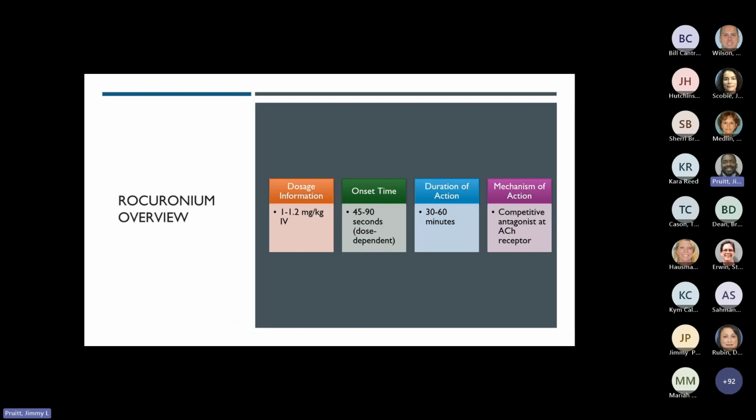Moving on to roc. Dosing is going to be 1 to 1.2 mg per kg. The onset's going to be a little longer at 45 to 90 seconds, and it's going to be dose dependent. So if you give the Lexicomp answer of 0.6 mg per kg, it's going to take forever to onset. We know that rocuronium is dose dependent when it comes to its onset. But one thing we don't consider is that the duration of 30 to 60 minutes is based off young, healthy patients with dosing closer to that 0.6 mg per kg. I have a study that's going to talk about the higher range that we traditionally use and how long it can really last.